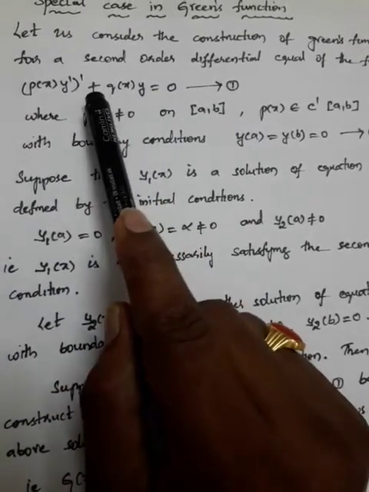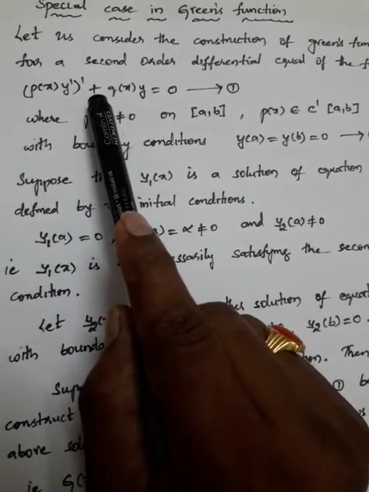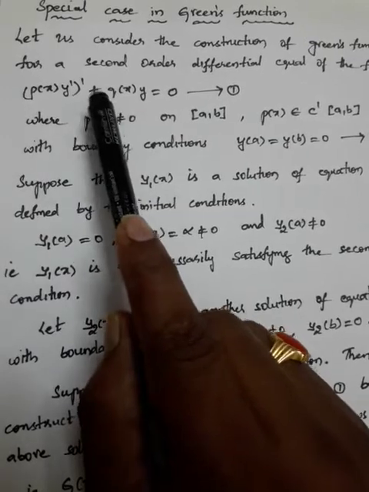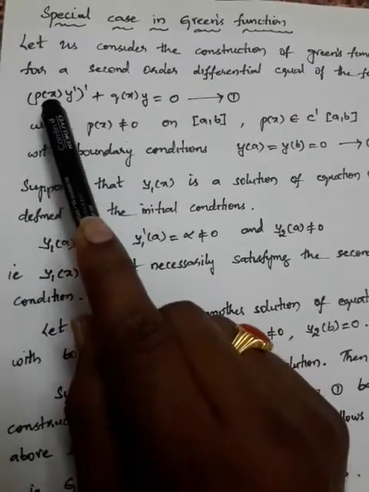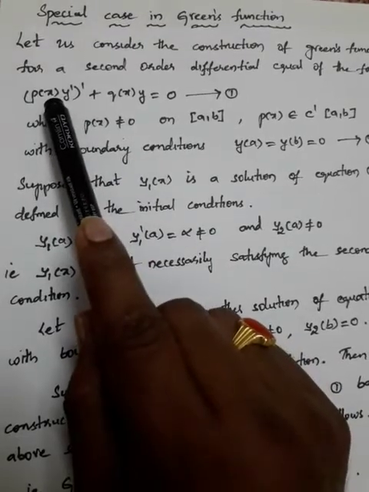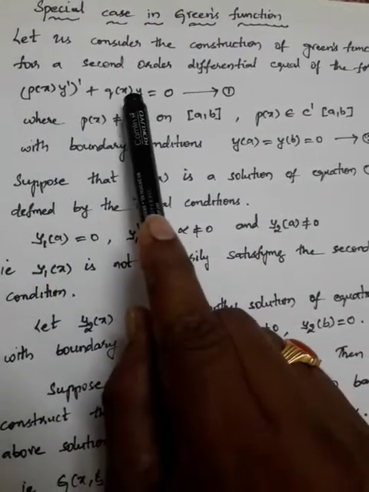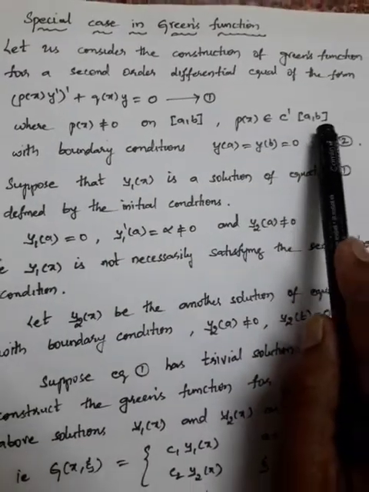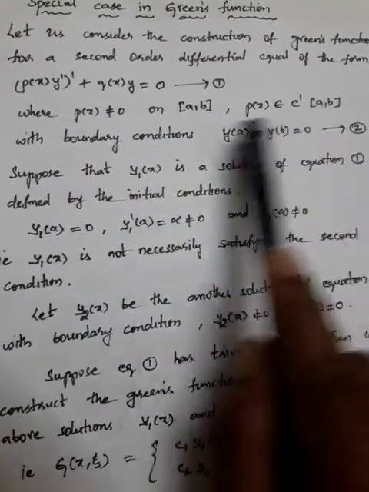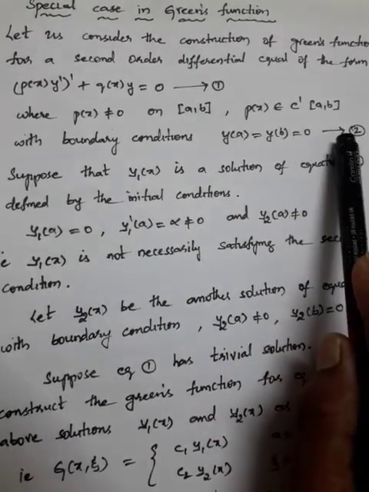Now we are going to see how to construct the Green's function for the second order equation. This is the equation which we have considered, where p(x) is not equal to 0 on the closed interval [a, b], and q(x) belongs to C'[a, b], with the boundary conditions y(a) = y(b) = 0. That is equation number 2.